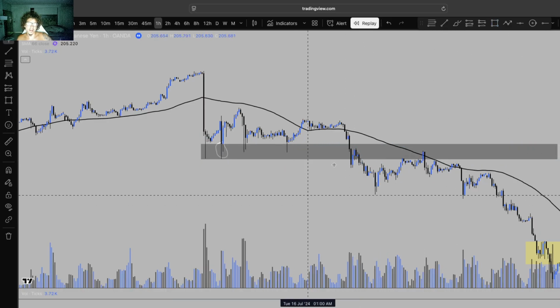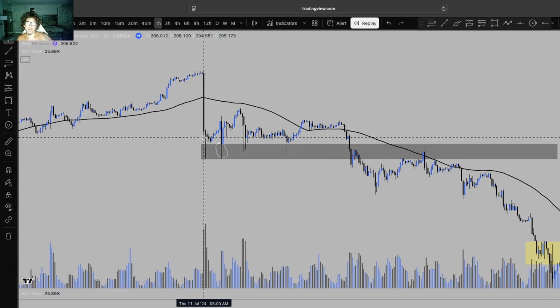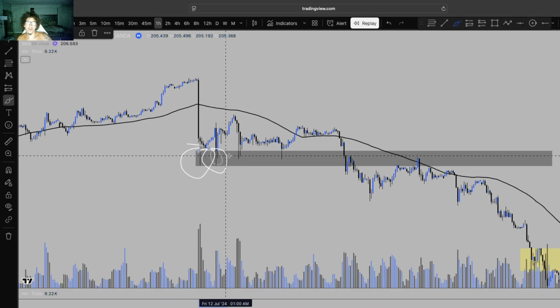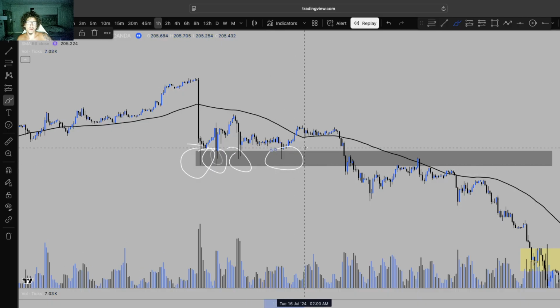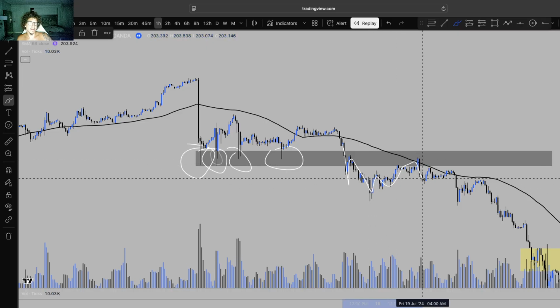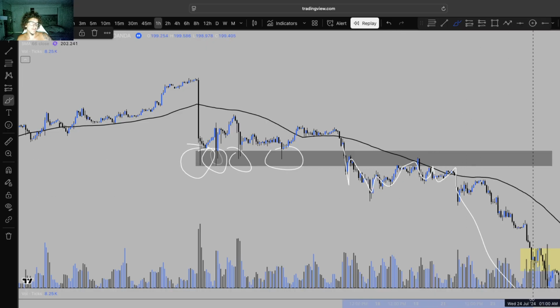Wow, look at that. Look at this. Support, support, support, support. Broke, came back, test it. Boom, boom, boom. Came back to test it. Boom, test it. Boom, boom, test it. Took off. All right.